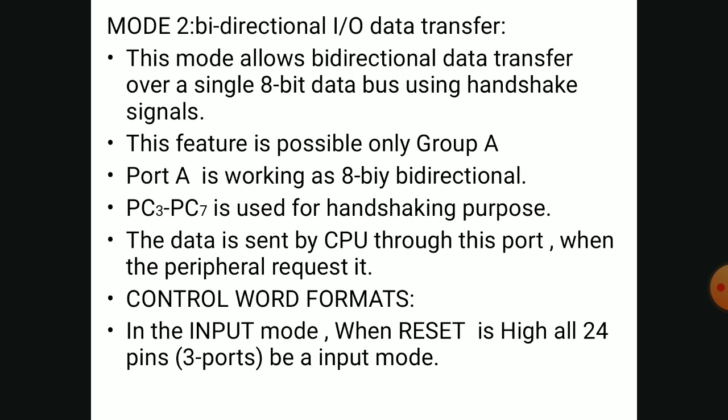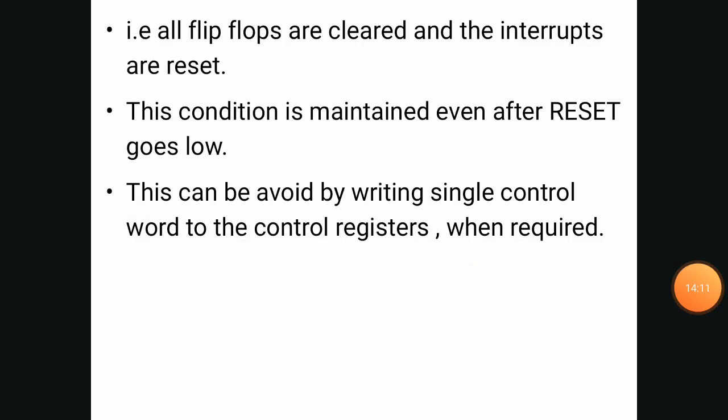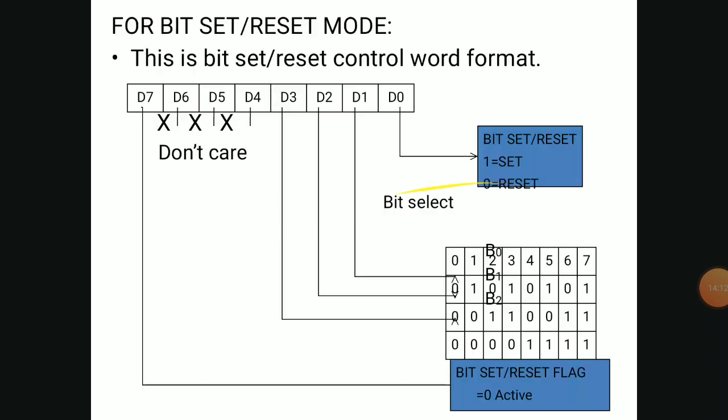And the next one is, what is the control word format? As I already indicated, the control word register plays a very important role in how the programming is done for the 8255 PPI operation. Let us see what this control word format is. As I already indicated, the modes of operation for the 8255 are mainly of two types: one is bit set or reset, and the other is IO mode.